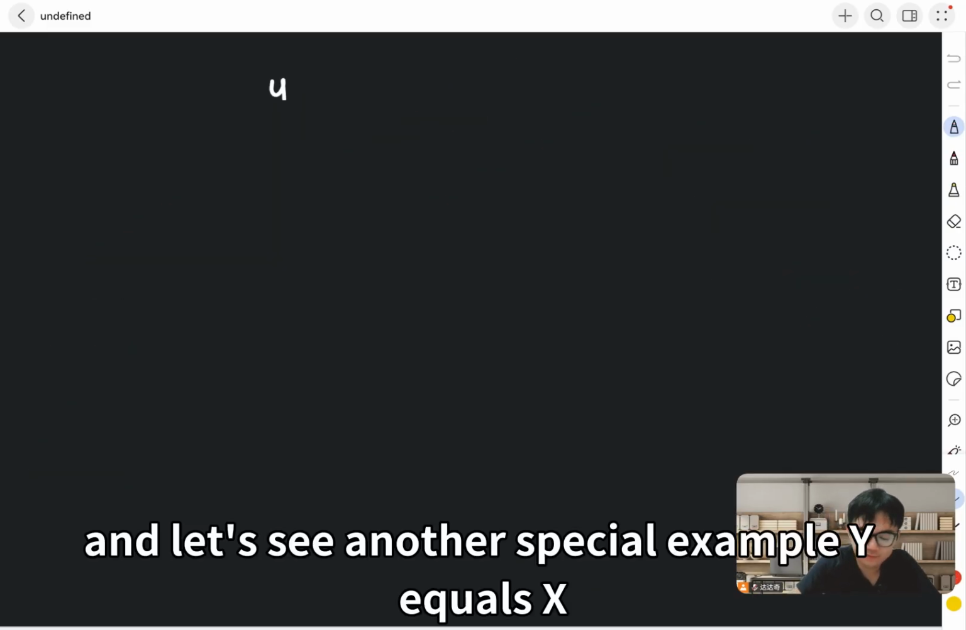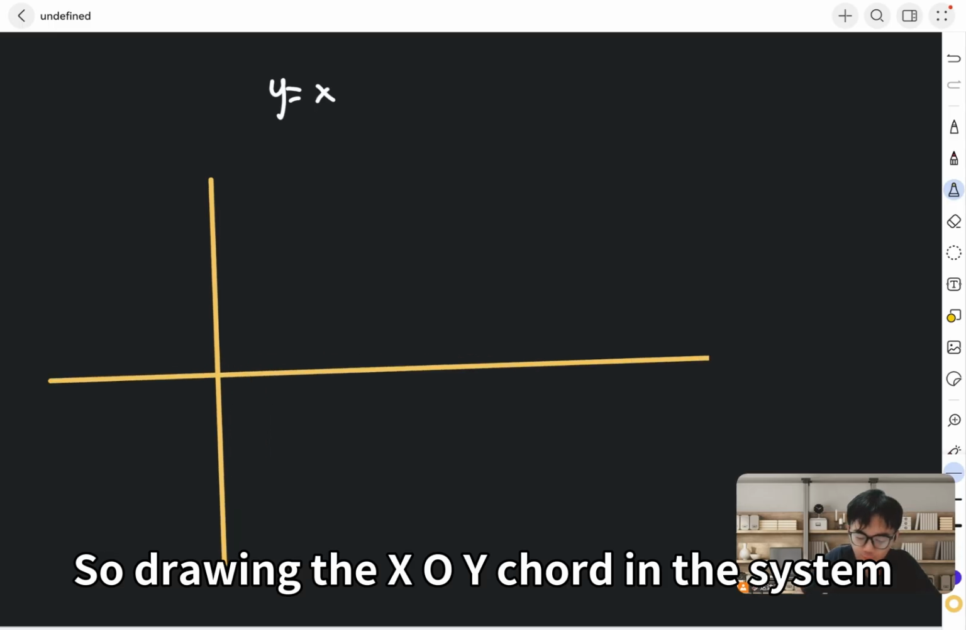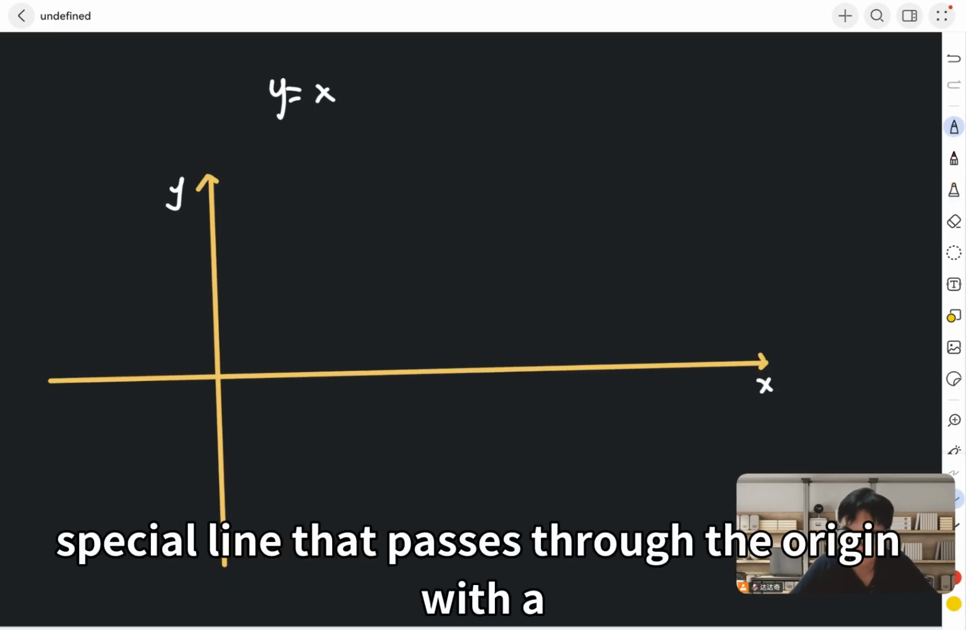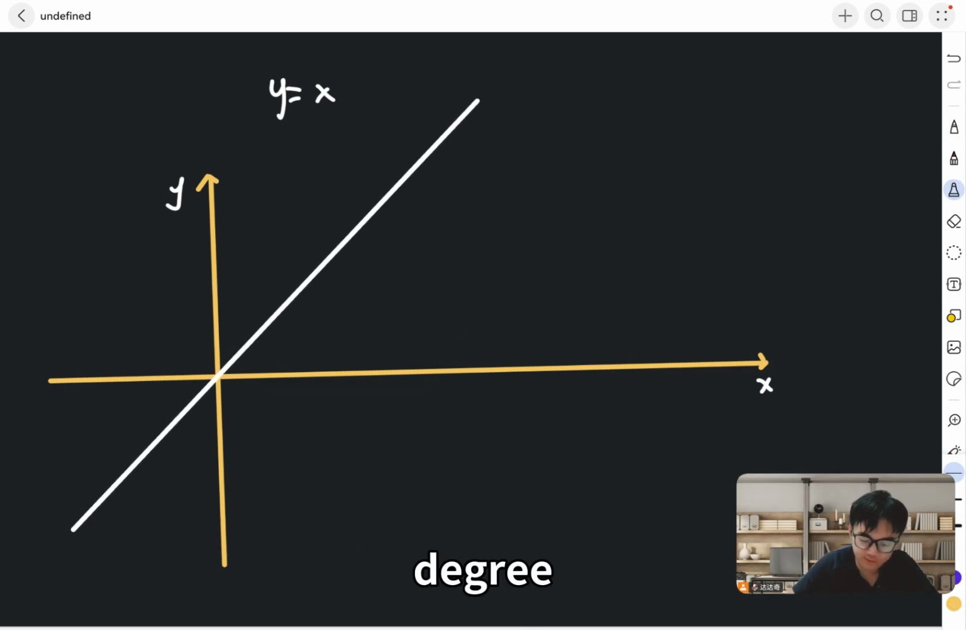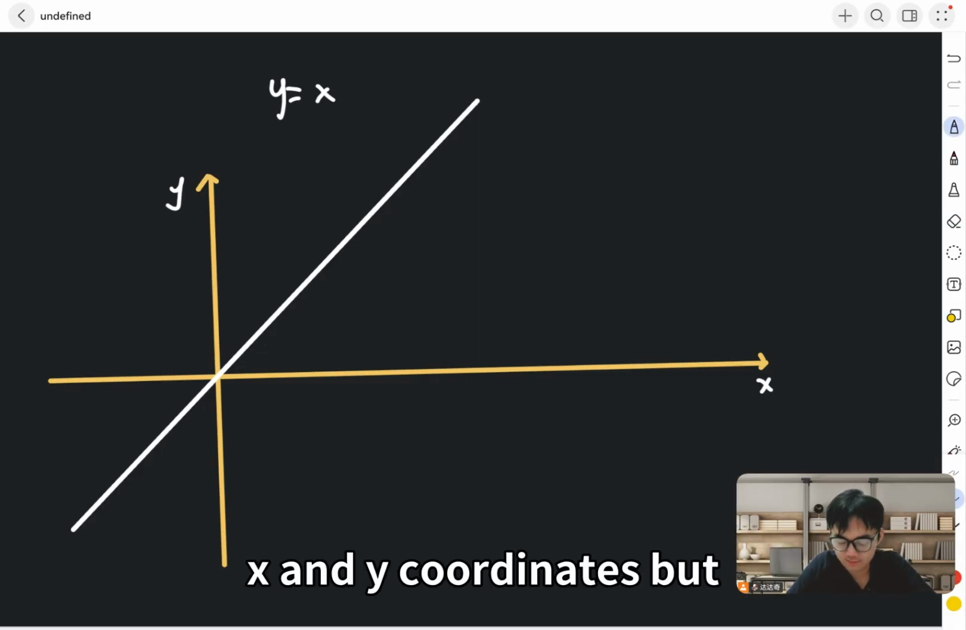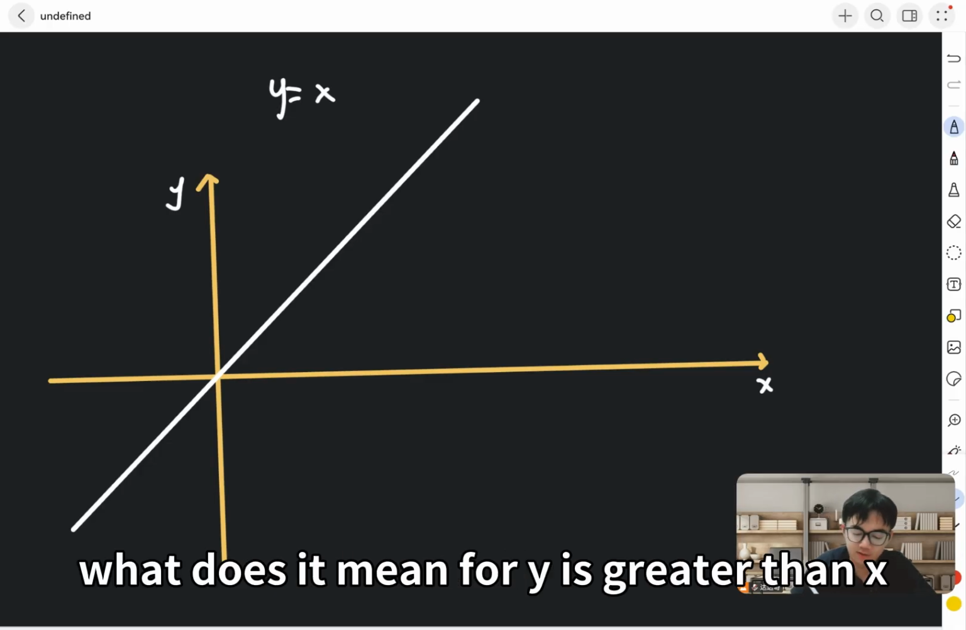And let's see another special example, y equals x. Drawing the x-y coordinate system, it means a special line that passes through the origin with a 45-degree inclination. It means every point on the straight line has equal x and y coordinates. But what does it mean for y is greater than x?